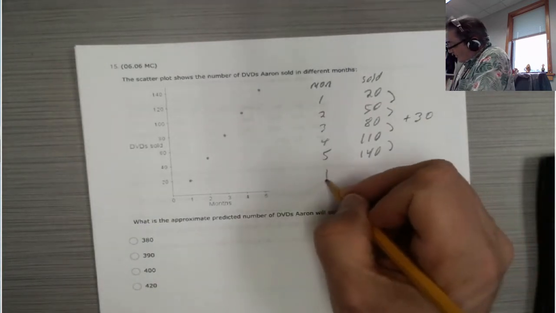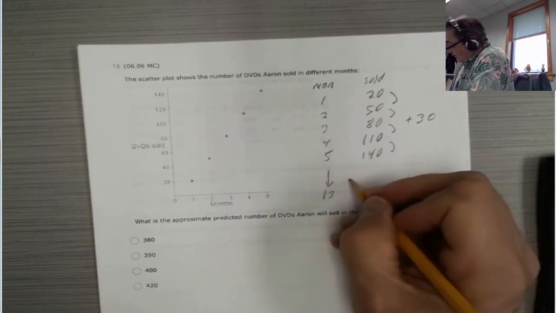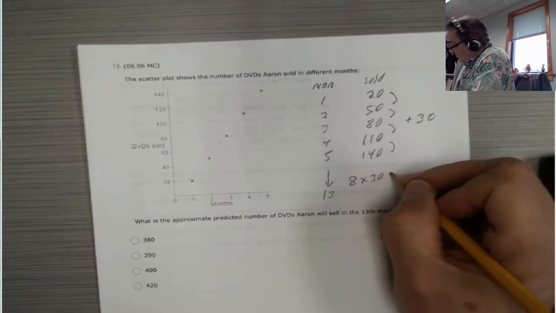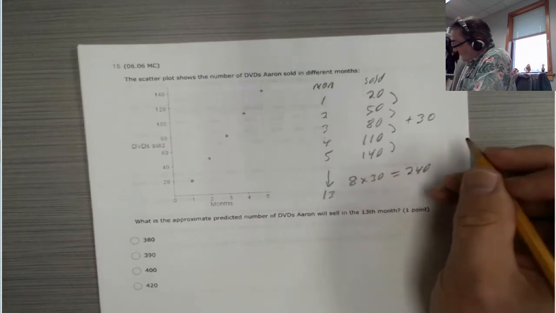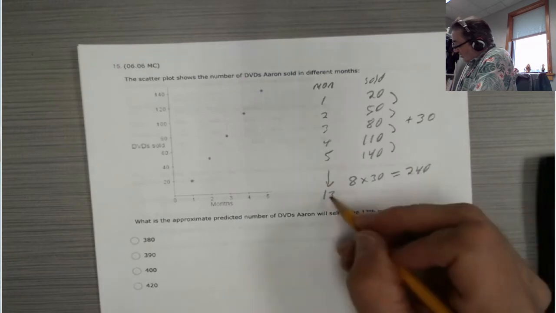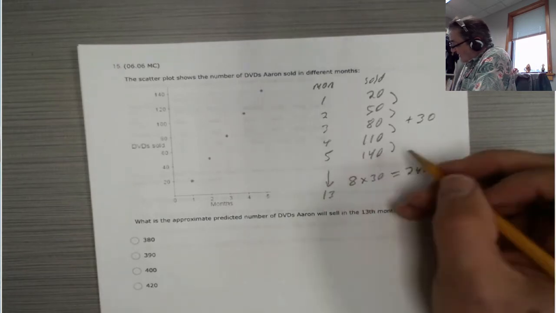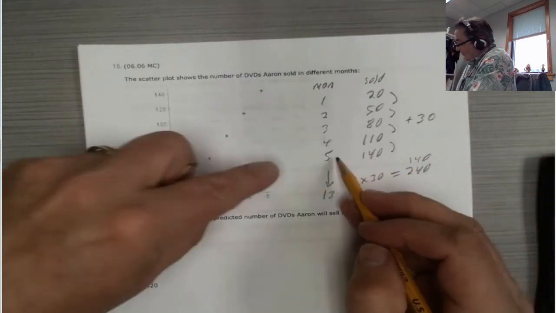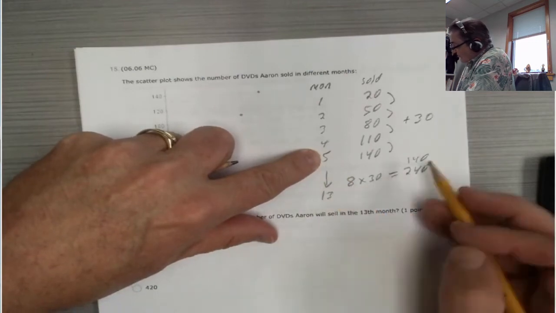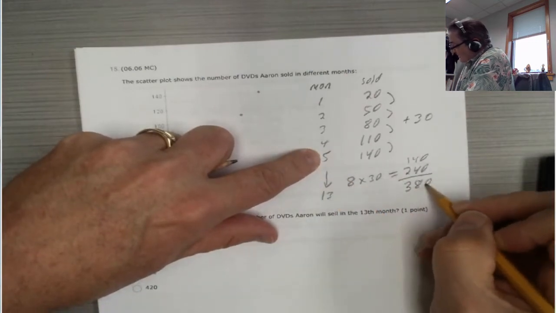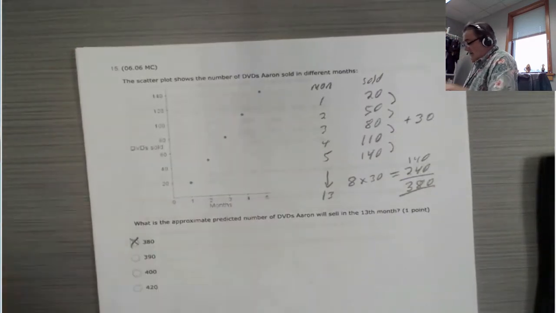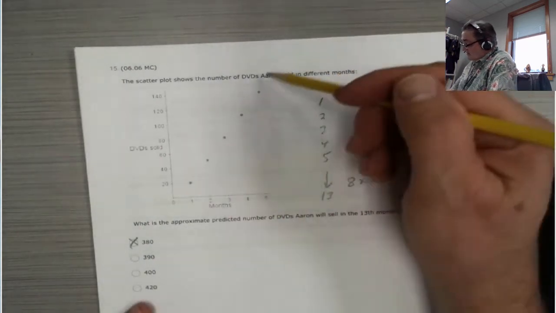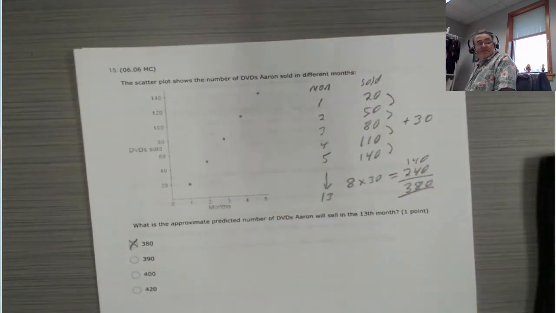So if we went to month 13, that's 8 more months at 30 each. Right? So 8 more months at 30 each. 8 times 30 is 240. So he would sell 240 more by month 13. He had 140 at month 5. So add those together. 140 plus 8 more months. 380. We got 380 by the 13th month. We keep going up another 240 from that point right there.